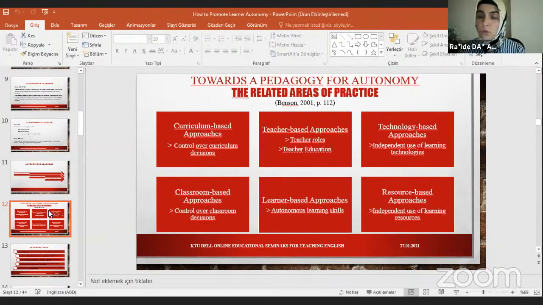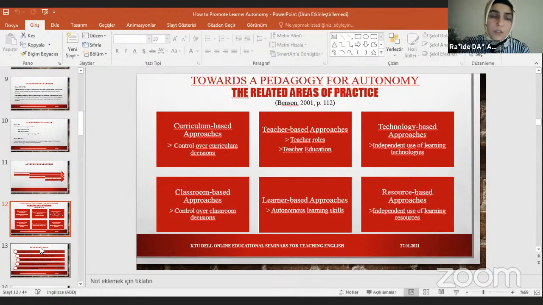For instance, what kind of resources do we have? Concordances or some papers or some journals. But learners need to know how to use those kinds of sources in their learning process. Let's say even a dictionary, okay? The learners are in need of learning how to use a dictionary as well, or how to use a concordance, how to use another kind of dictionary like synonyms or something. So they need to know how to use those resources independently.